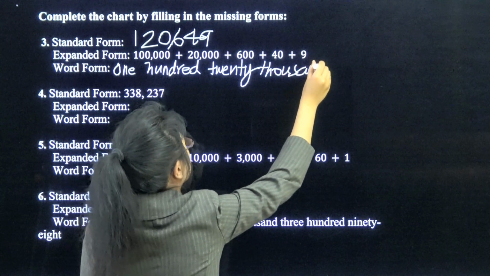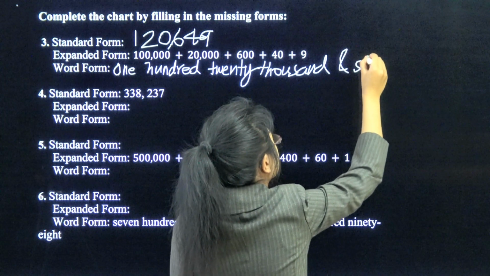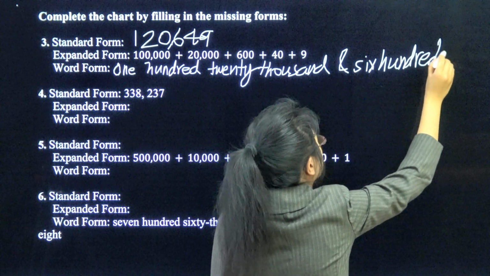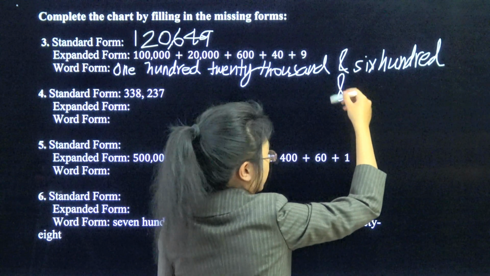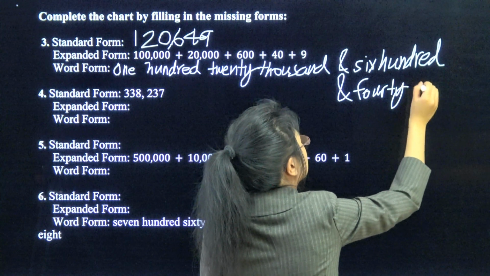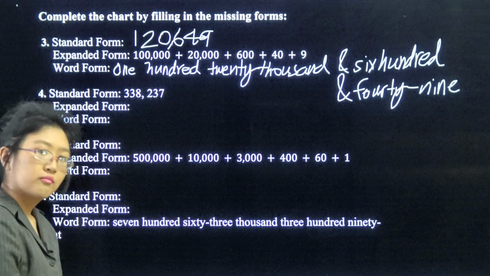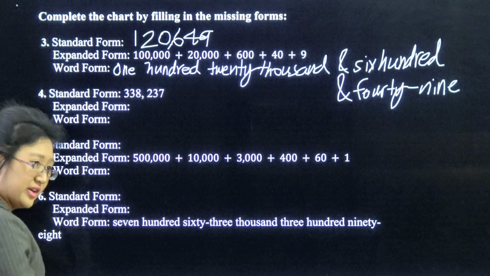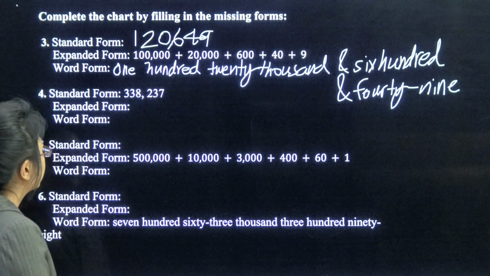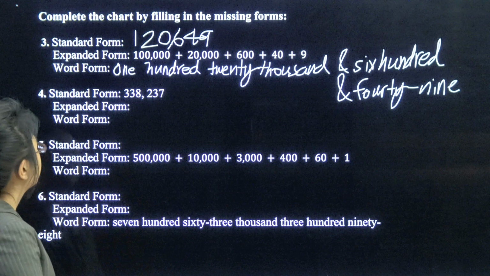120,000 and 600, and that's an ampersand, by the way, that's what it's called, the and sign. 49. Now that that question's done, we're going to move on to the next one, where we have the standard form, but there's no expanded form or word form. Well, the word form should be pleasant enough, because we just have to read it out.